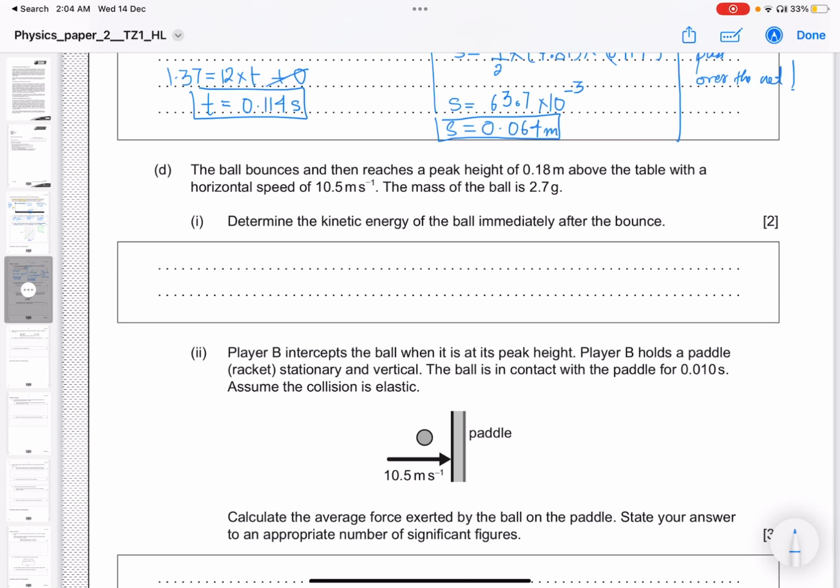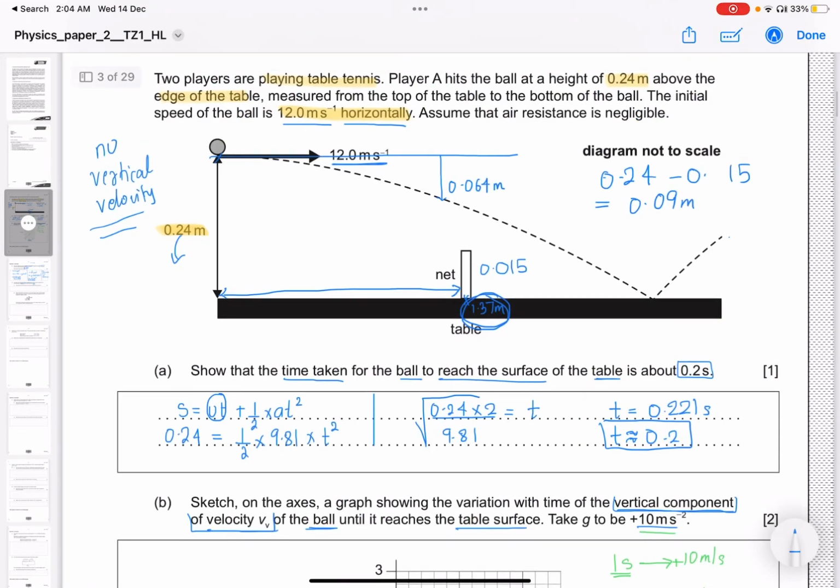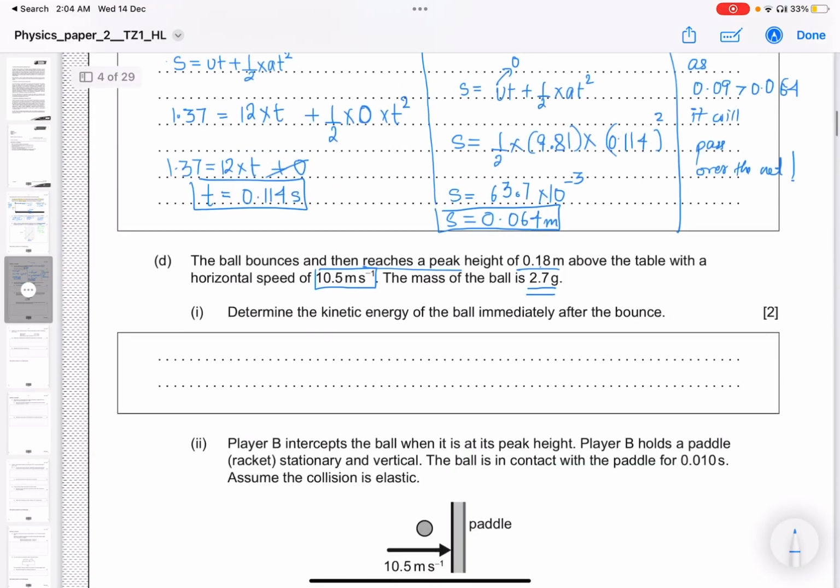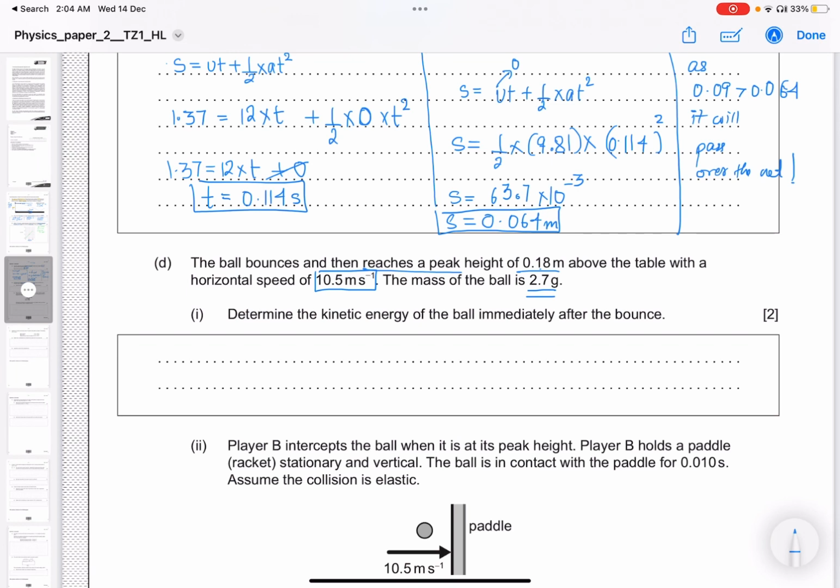The ball bounces and then reaches a peak height of 0.18 meters above the table with a horizontal speed of 10.5 meter per second. The mass of the ball is 2.7 grams. Right here it has bounced and reached a peak height of 0.18 meters above the table with a horizontal speed of 10.5 meter per second. They're asking us the kinetic energy of the ball immediately after the bounce.